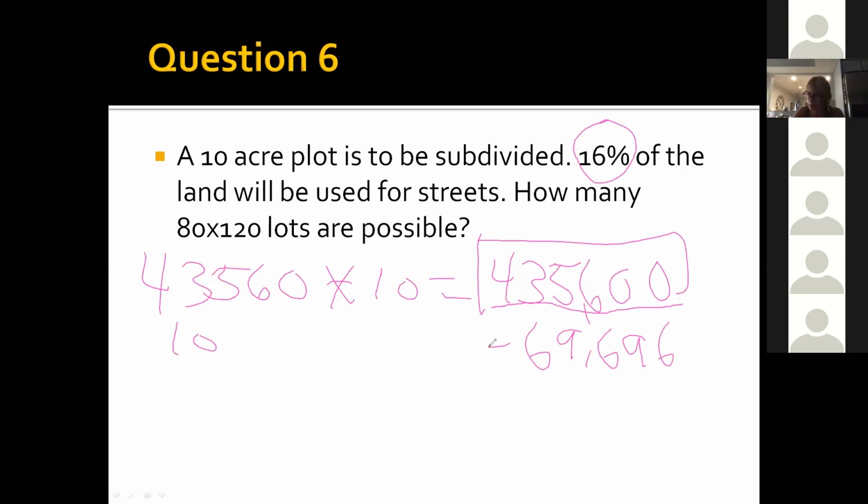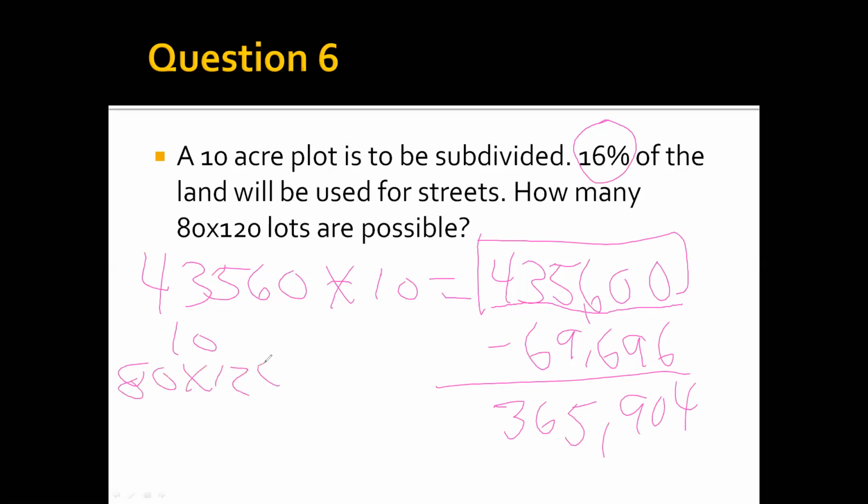So our total is 435,600 minus 69,696. That gives us 365,904 that we get to use for lots. Now, how big are our lots? Our lots are 80 by 120. So 8 times 12 is 96, and 2 zeros. So we put 2 zeros, or you can do it on your calculator. 80 times 120 is 9,600. Each lot is 9,600 square feet.